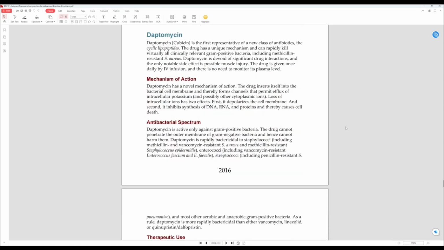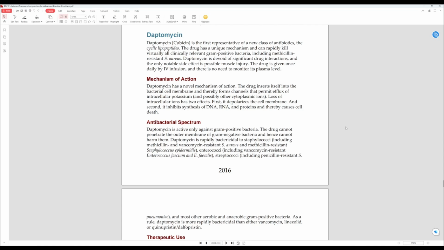Daptomycin, also known as Cubicin, still popular today, is the first representative of a new class of antibiotics, the cyclic lipopeptides. The drug has a unique mechanism and can rapidly kill virtually all clinically relevant gram-positive bacteria, which includes the methicillin-resistant S. aureus. Daptomycin is devoid of significant drug interactions, and the only notable side effect is possible muscle injury. The drug is given once daily via IV infusion, and there is no need to monitor its plasma level.